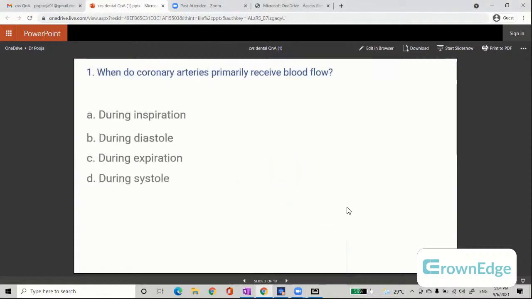So first question, let's start with the first question. When do coronary arteries primarily receive the blood flow? Remember, the answer in this question is an option. Can anyone tell me the answer in the comment box, please?